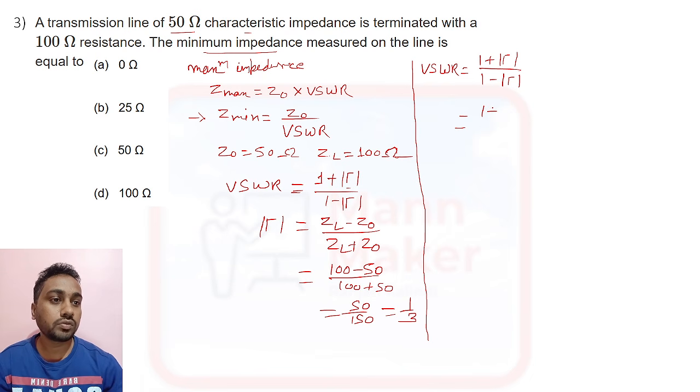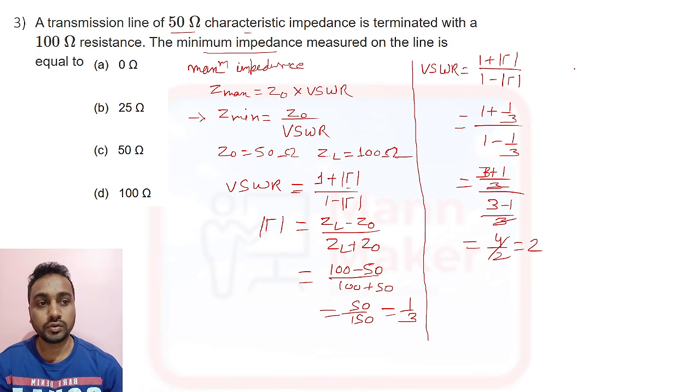VSWR is equal to 1 plus xi divided by 1 minus xi. So this is 1 plus 1 by 3, and this is 1 minus 1 by 3. If you calculate this, you will get 4 by 3 divided by 2 by 3, which is 2. Now we got the value of VSWR.